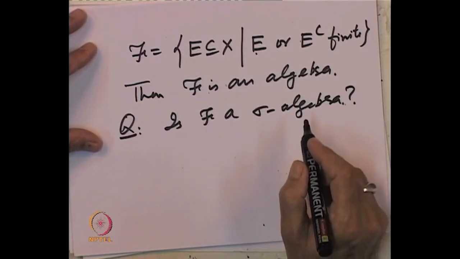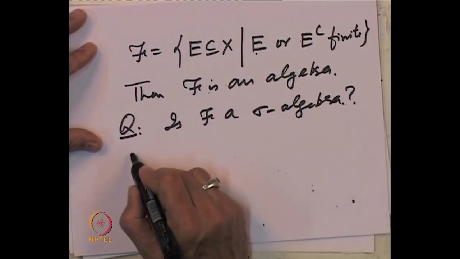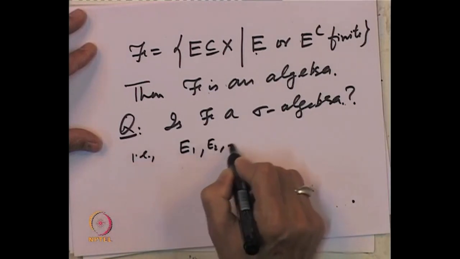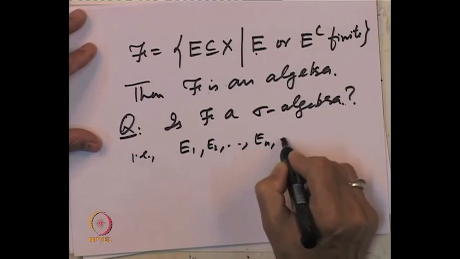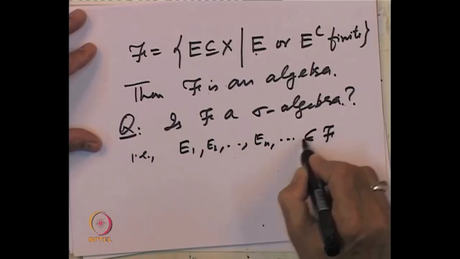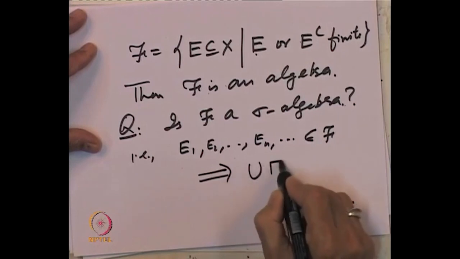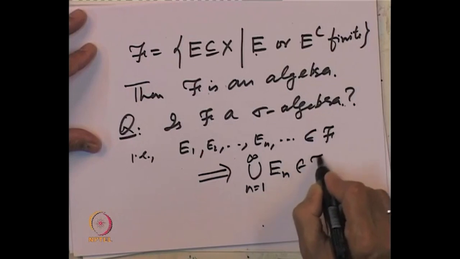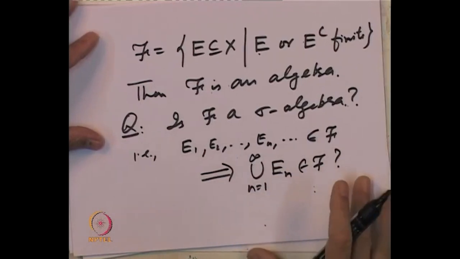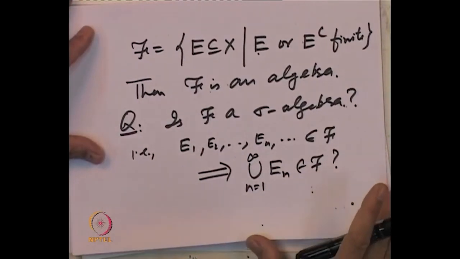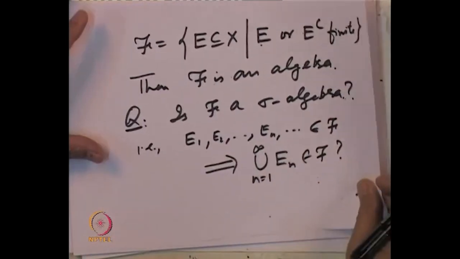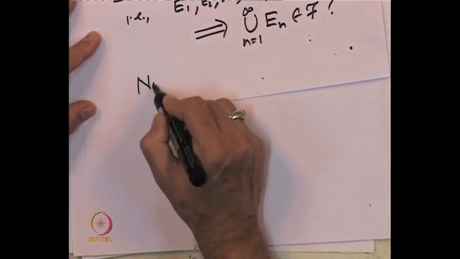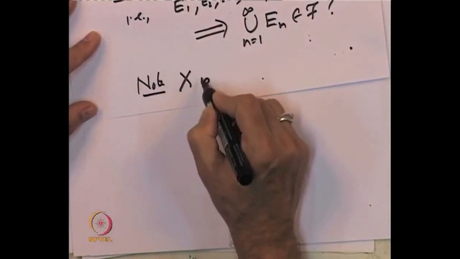So, does it have the property? That is, E 1, E 2, E n belonging to F, does this always imply that the union of E n, n equal to 1 to infinity, also belongs to F? That is not true, for the following reason. Note X is uncountable.